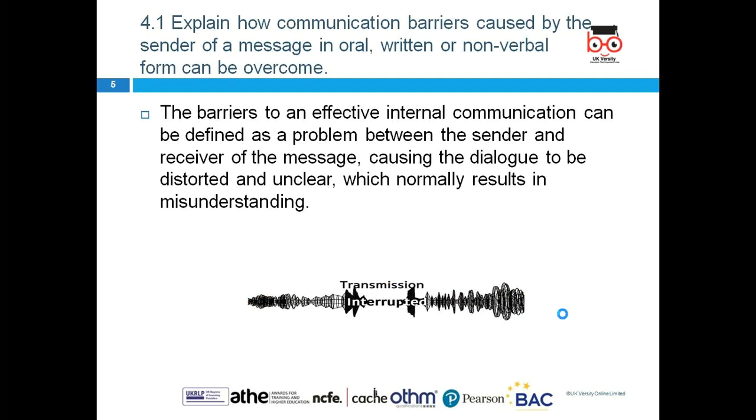So there are barriers to effective internal communication, and these can be defined as the problem that happens between the sender and the receiver of the message. It can be happening because the dialogue is distorted or unclear. It can be happening because there are a lot of misunderstandings. Somebody might have a hearing issue, or they just might not really pay attention or zone out, and then you've spoken to them, they said, yeah, I understood, but then they've gone off and they don't really know what's happened. So they've not got that message very clearly.